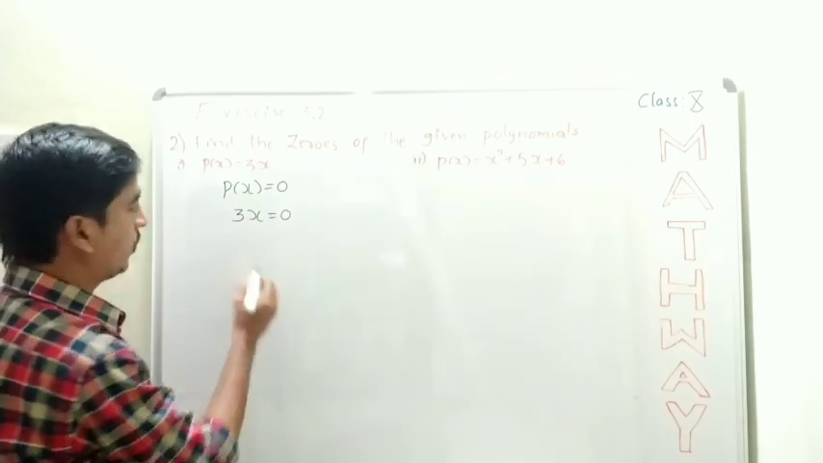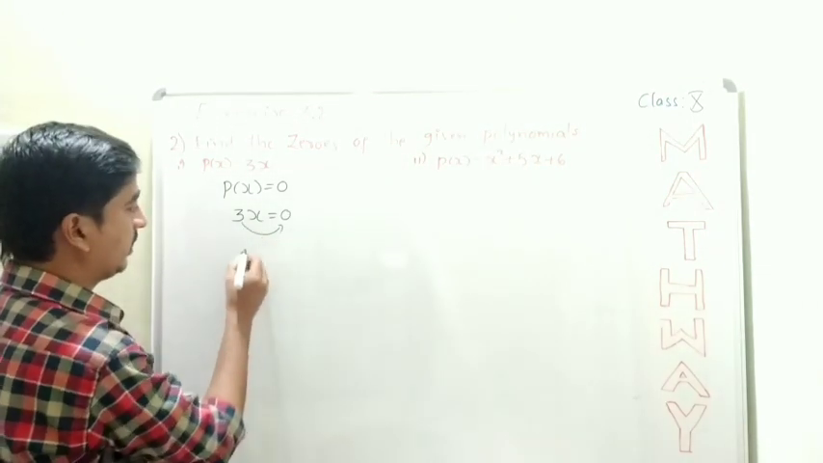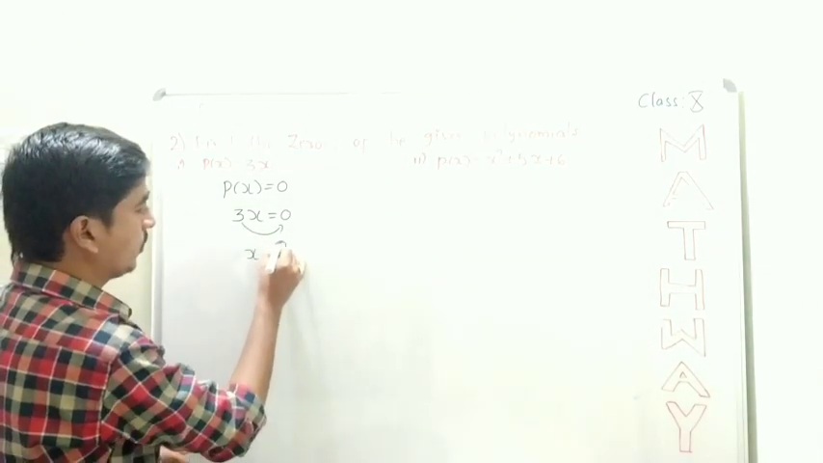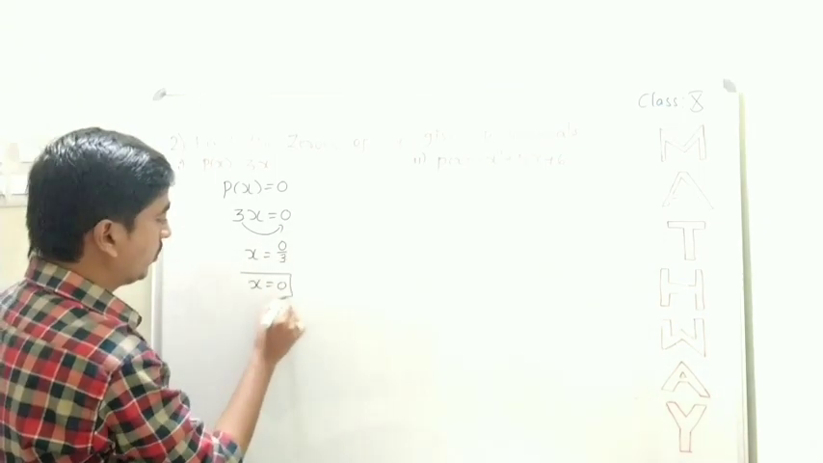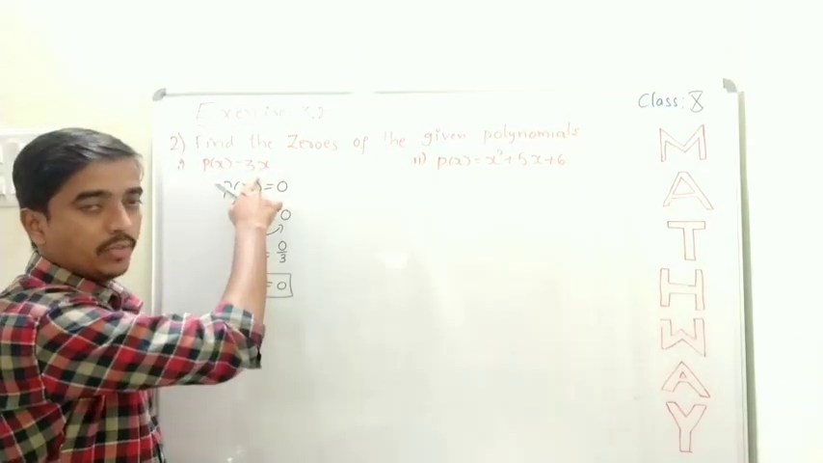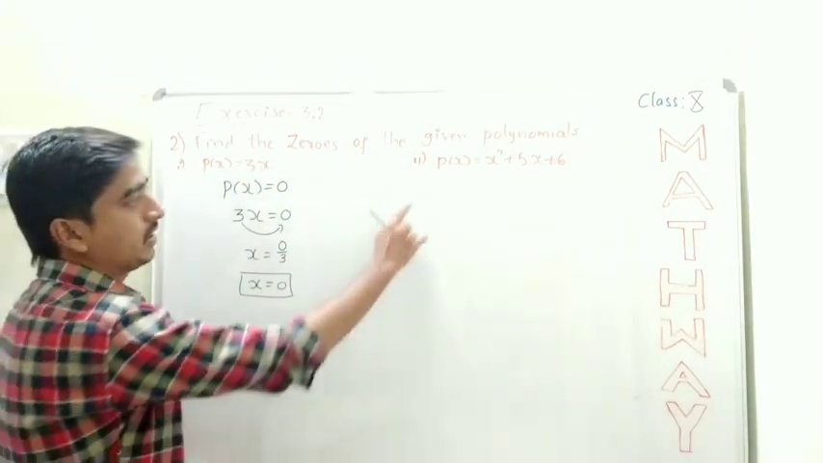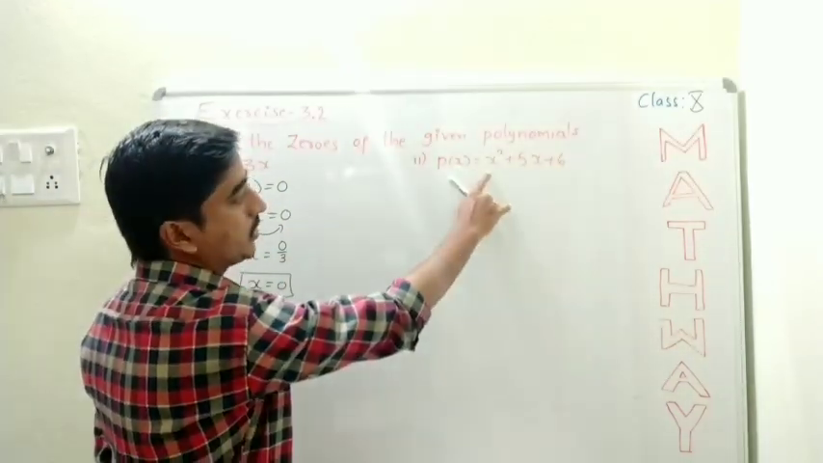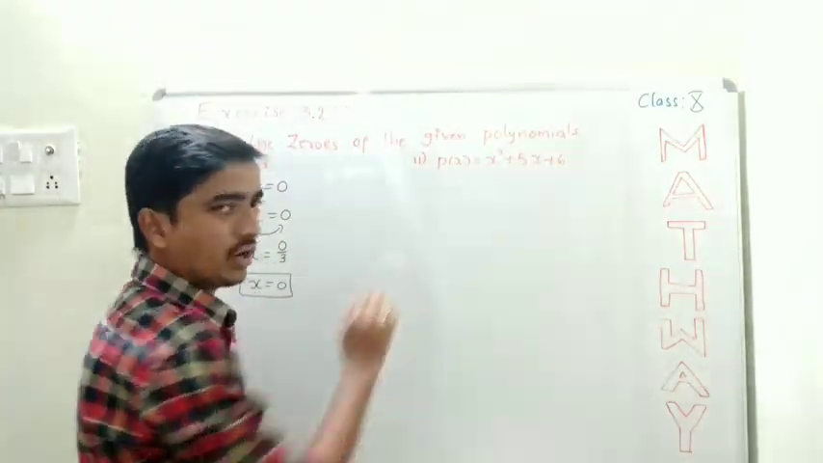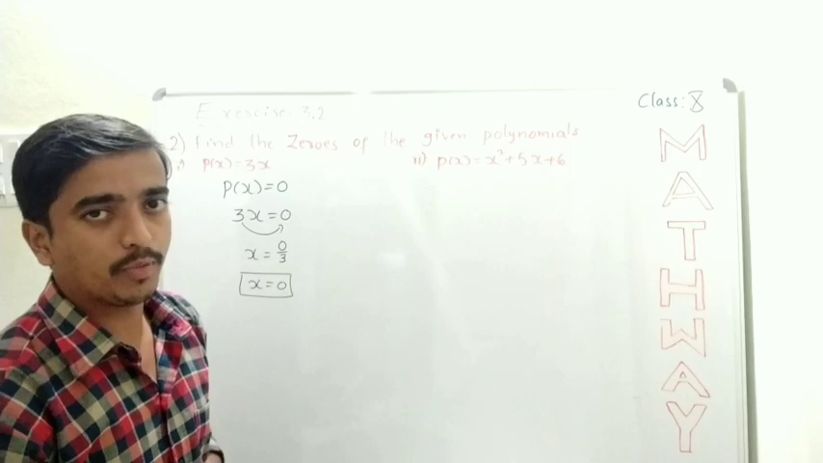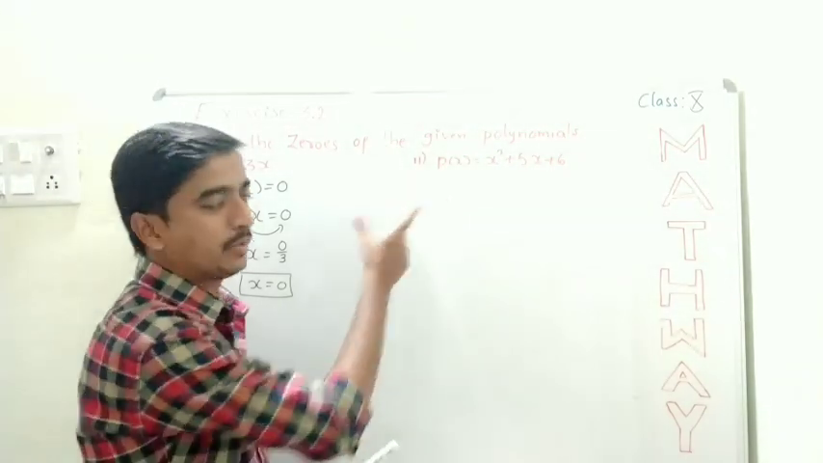3x equals 0. Transpose 3 to the RHS, then x equals 0 by 3. It means 0 by 3 is equal to 0. So the zero of the given polynomial is 0. See the second one. If p of x equals x square plus 5x plus 6, it is a quadratic polynomial. To find the zeros of the quadratic polynomial, we have to factorize that polynomial.